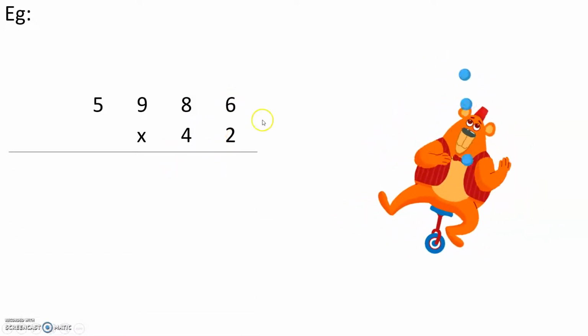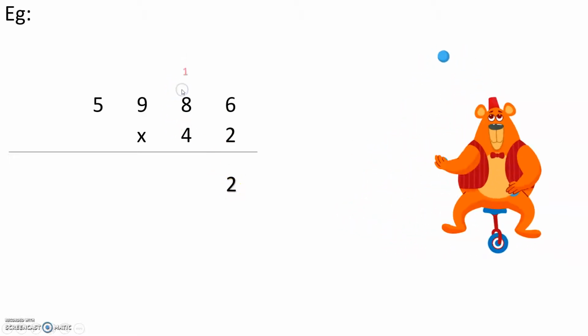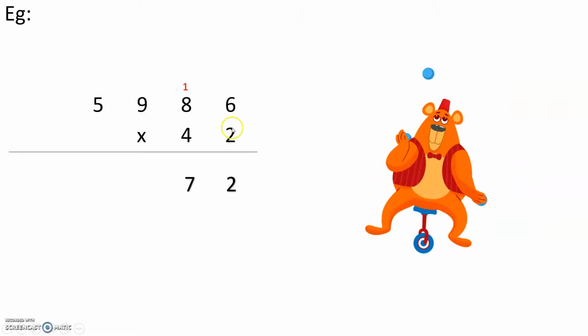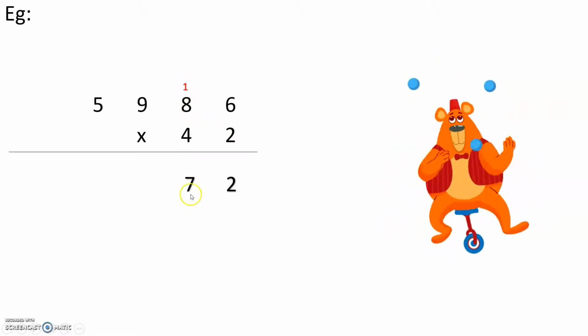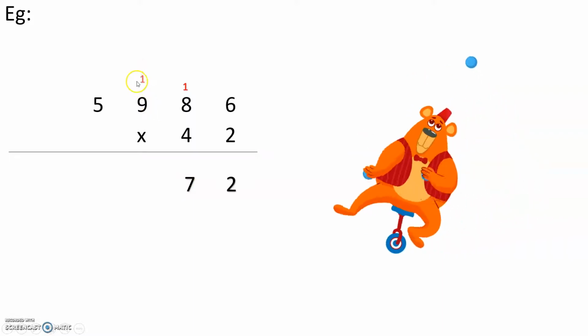So 2 6s are 12. We'll write 2 here and then we'll carry 1. Then 2 8s are 16. 16 plus 1 is 17. So I wrote 7 here and then we'll carry 1 here.